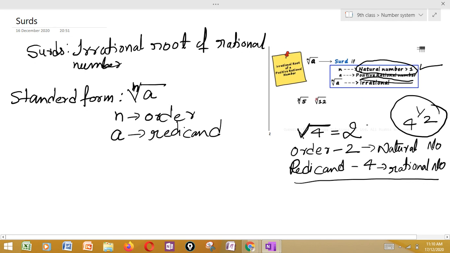If it is rational, then that thing is not being called a surd. It is not a surd. It is a surd only when the result is irrational. Are you getting my point?